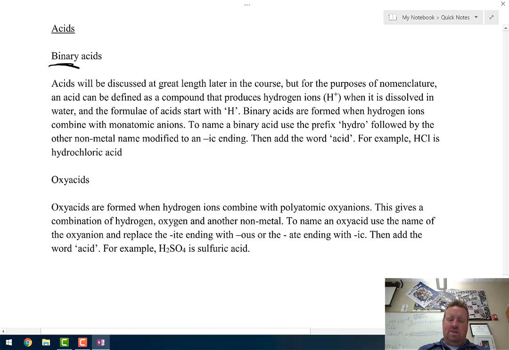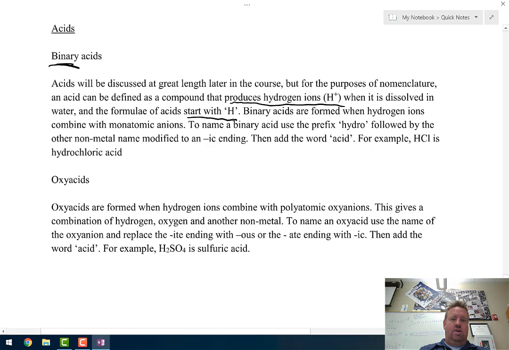And again, acids are a big part of the AP program. And so it's just a good idea to start out here at the beginning, learning how to name them and how to write their formulas. So we are going to talk about them later, but just for the purpose of learning how to name them and how to write their formulas, a very basic definition of an acid is something that produces hydrogen ions when it's dissolved in water.